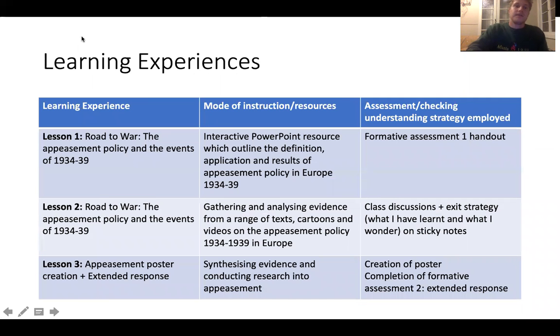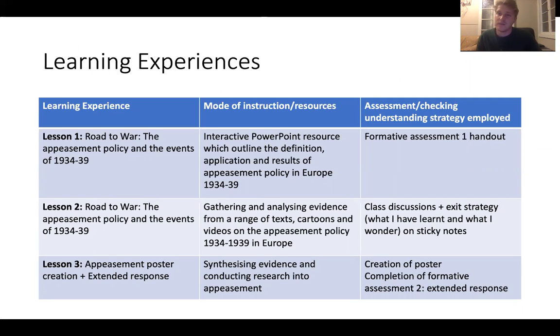All right, so our learning experiences. Lesson 1 was the appeasement policy and the events of 1934 to 39, and I gave them the formative assessment 1 handout. Lesson 2, we built on that knowledge from the previous learning experience, but we looked at it through sources rather than PowerPoints this time.